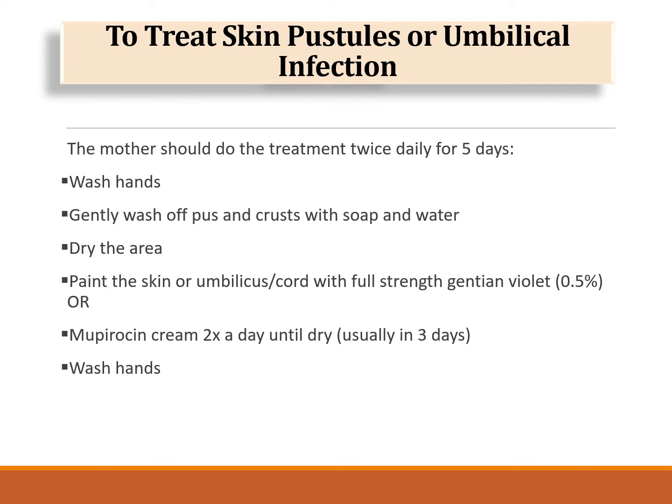The mother should do the treatment twice daily for 5 days in cases of skin pustules or umbilical infection. They should wash their hands. Gently wash off the pus and crust with soap and water and dry the area. Paint the skin or umbilicus with full-strength Gentian violet at around 0.5%, or apply mupirocin cream twice a day until it is dry, usually in 3 days. And again, after the procedure, wash the hands.